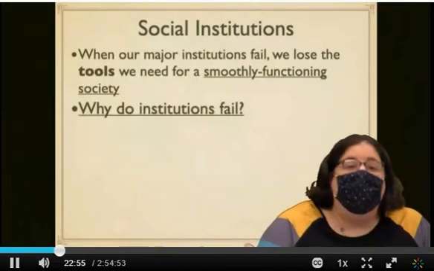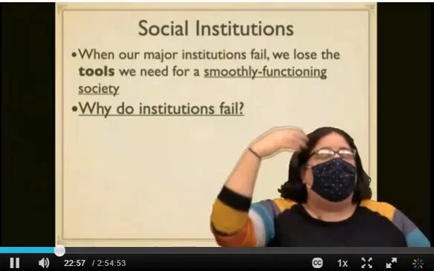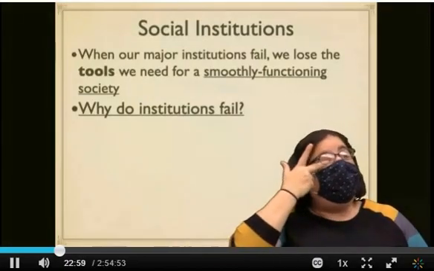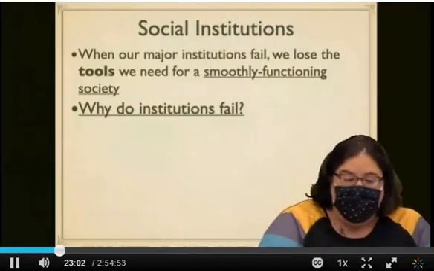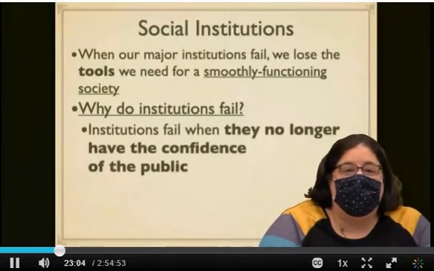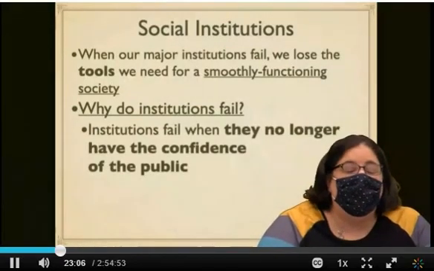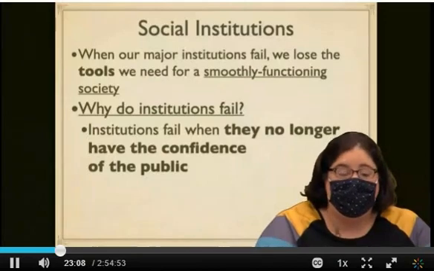So, why do institutions fail? Why does this happen? Why could an economy collapse? Or why could a government fail? Well, institutions tend to fail when they no longer have the confidence of the public.